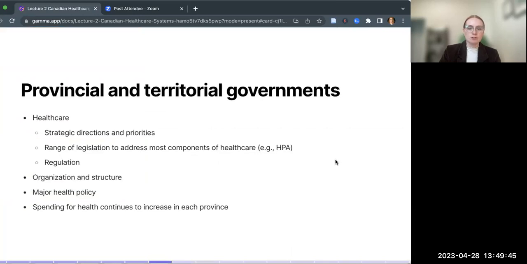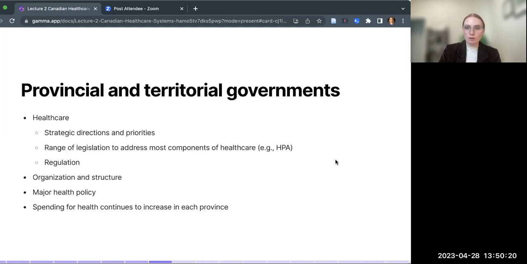Provincial and territorial governments do set strategic directions and priorities, and they also regulate through a range of legislation to address the different components of healthcare, including the Health Professions Act. So that's provincially determined. There's a lot of that legislation. For instance, scope of practice, that's why some scopes of practice are different in different provinces for, say, an RN versus psychiatric nurses or nurse practitioners. Also how care is organized and structured.